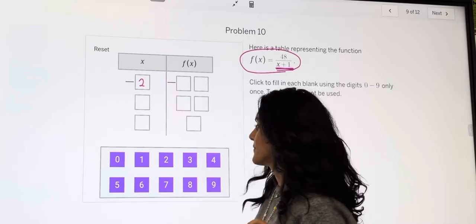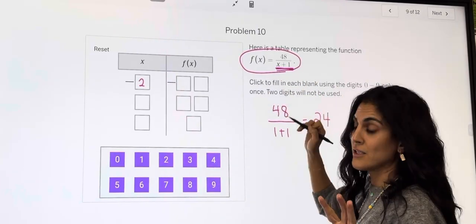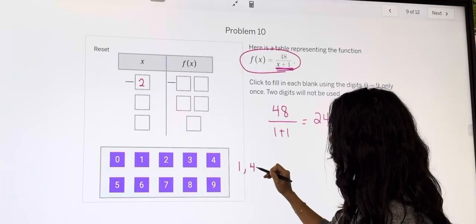You know what I'm gonna do? This is what I'm gonna do. I'm gonna see what all makes 48. What can I divide 48 by and get integers? So I could do 1 and 48.